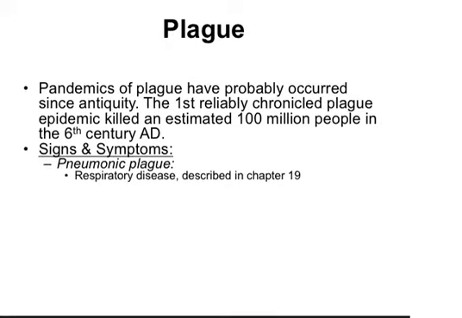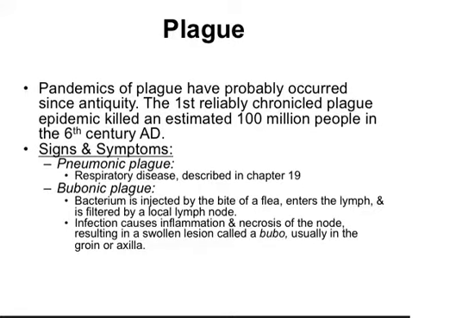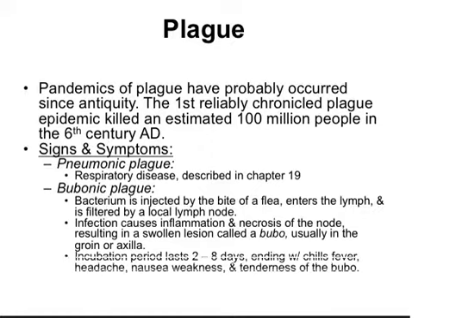Examples include pneumonic plague, which is a respiratory disease we've already discussed, and bubonic, which is a bacteria injected by a flea bite entering the lymph and filtered by the local lymph nodes. The infection causes inflammation and necrosis of the node. This results in swollen lesions called a bubo, usually in the groin or the axilla. The incubation is 2 to 8 days, ending with chills and fever, headache, nausea, weakness, tenderness of the bubo. Mortality rates are about 15%.